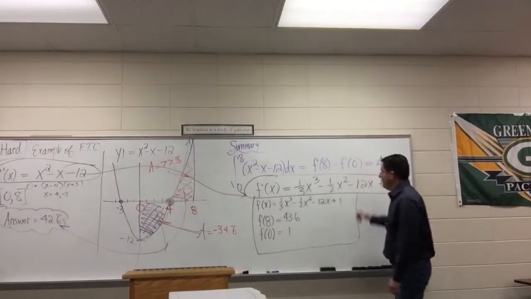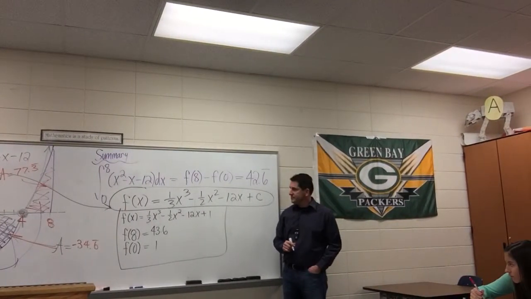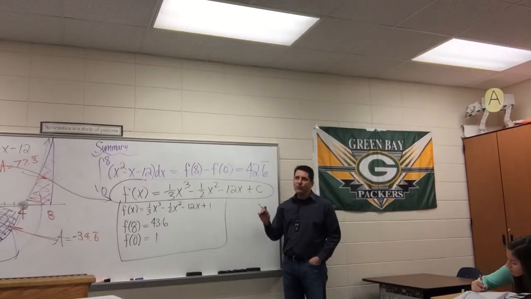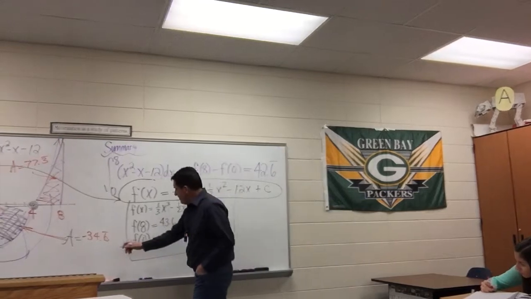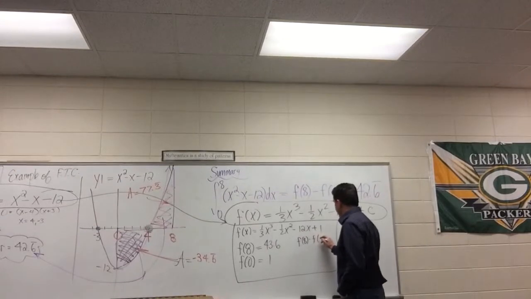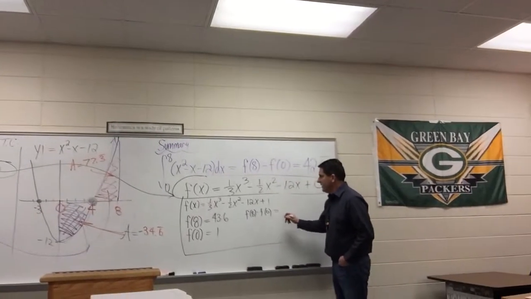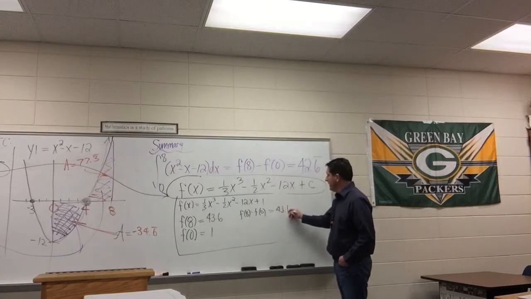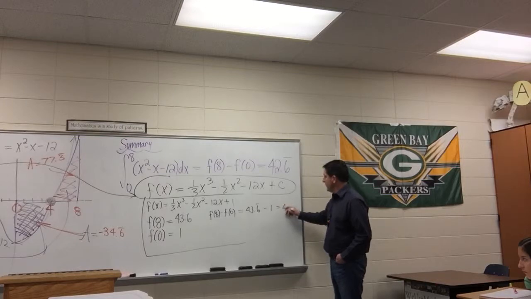So if you were to graph this cubic function, and then you just focus on the interval from x equals 0 to x equals 8, you can tell that f of 8 minus f of 0 is equal to 43.6 repeating minus 1, which is 42.6 repeating.